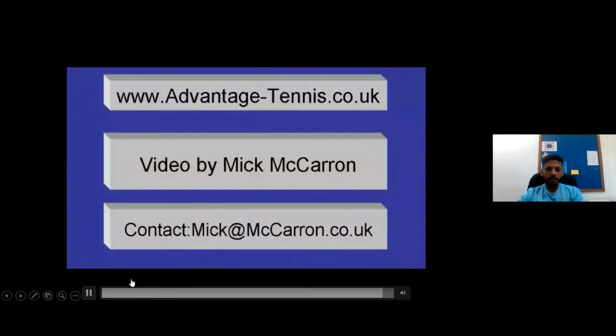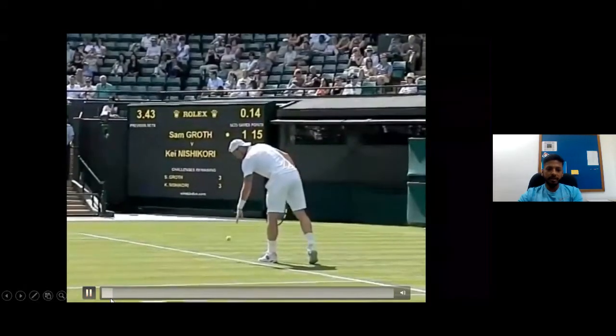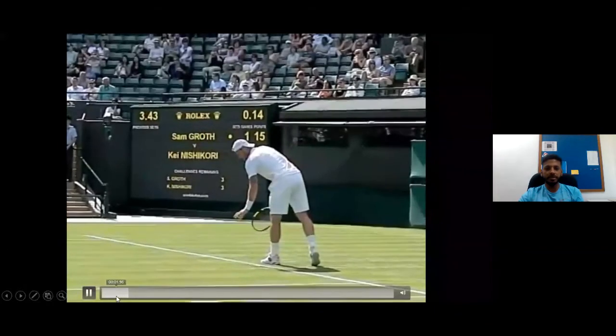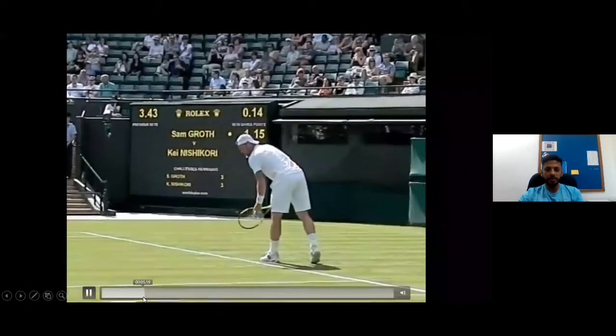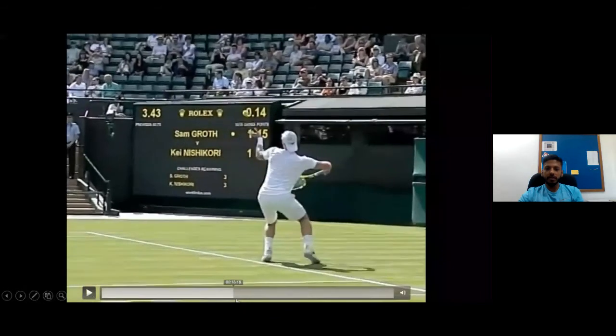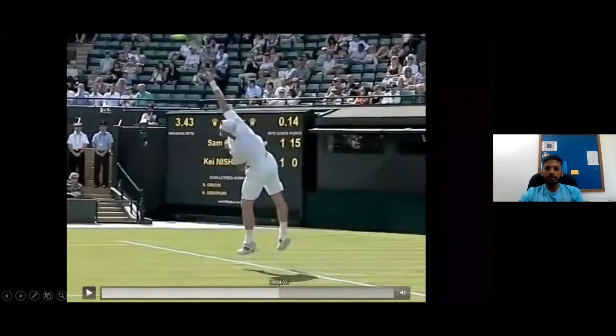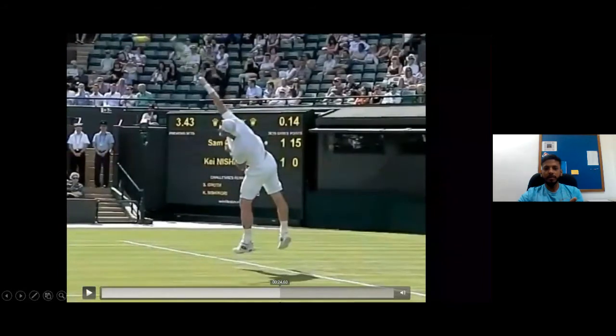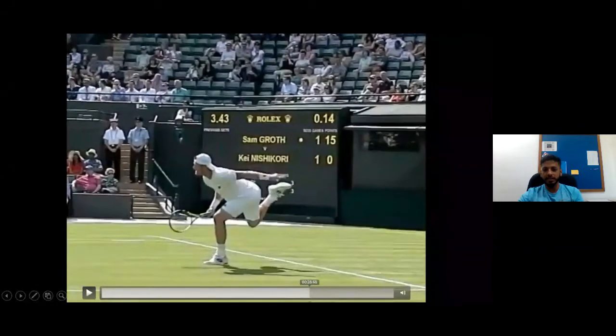So let's have a look at it again. This is a 3-phase model. Actually, we can consider an 8-phase model too, but to make it simple, I made it a 3-phase model. From the movement initiation till the maximum external rotation is phase 1. Phase 2 is from maximum external rotation of the shoulder till the ball impact, and then phase 3 is the deceleration phase.